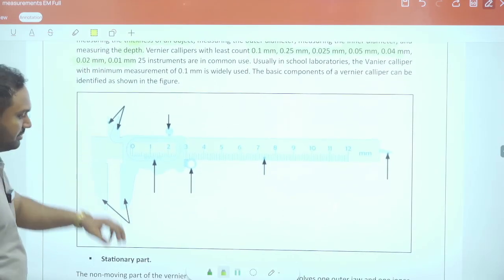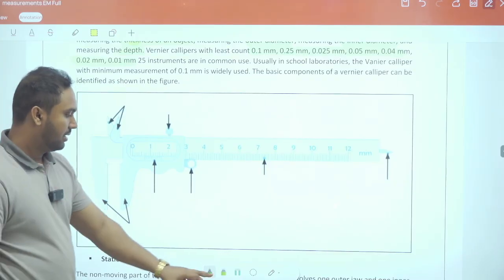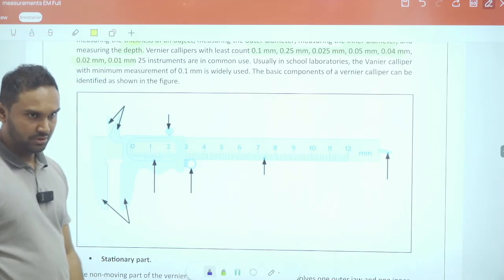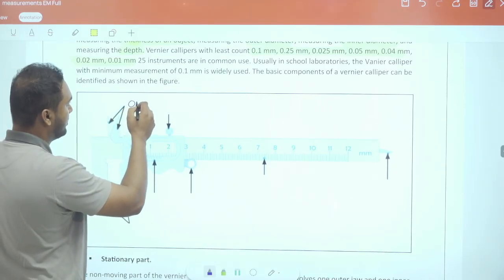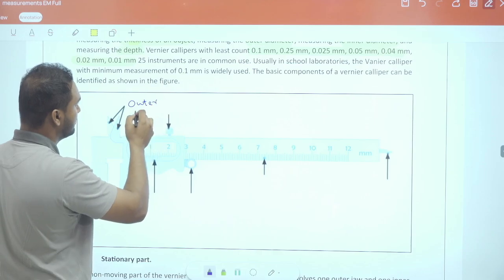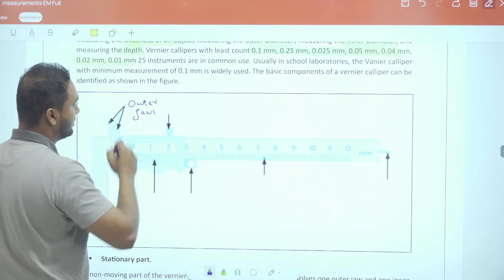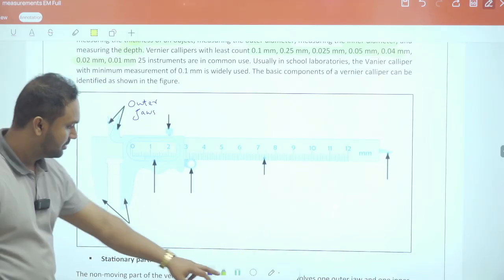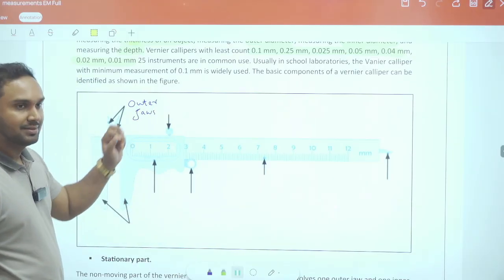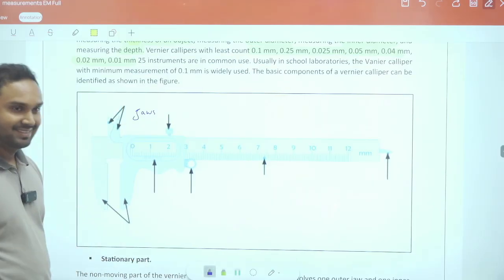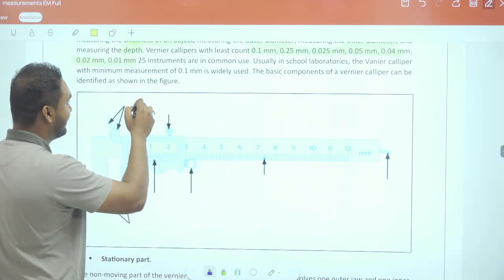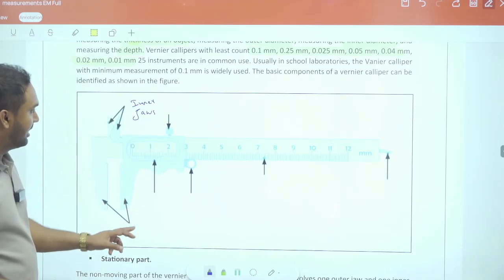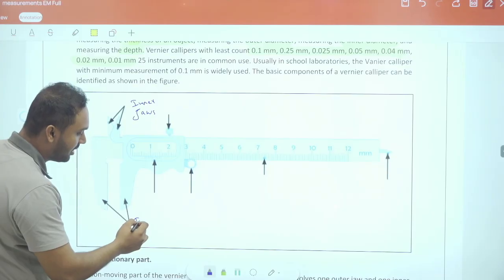Now, shall we label this? Tell me the parts. What are these two parts? Outer jaws, label it. These are outer jaws. And these two are? Bro, these are the inner jaws. You said it wrong, you said outer jaws, and even I wrote it. So these are inner jaws. And these two are outer jaws.